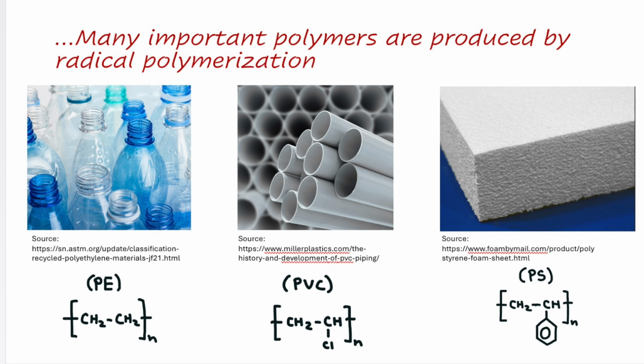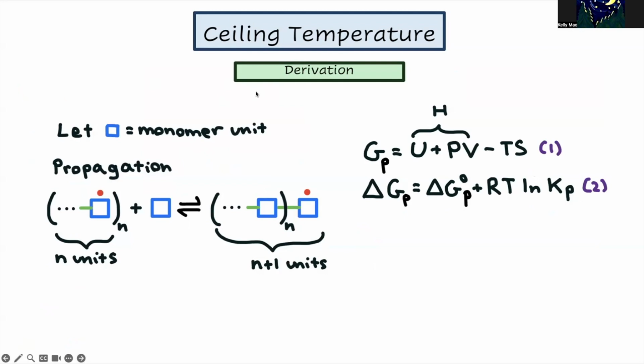So what role does temperature play in all of this? To discuss the effects of temperature on radical polymerization, we will derive something called the ceiling temperature. Let this square be a monomer unit. As discussed earlier, propagation involves the addition of a monomer to the end of a growing chain. This results in a chain that was originally n units long becoming a chain that is n plus 1 units long. I want you to take notice that this propagation reaction is reversible.